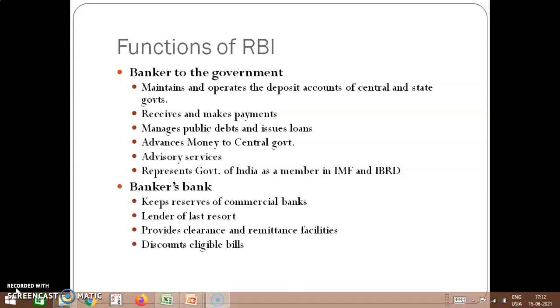Then also it provides clearance and remittance facilities to commercial banks at centers where it has offices and branches. Then if the commercial banks wish to discount any bill of exchange, then the RBI also facilitates the same. They will discount or rediscount the eligible bills of the commercial banks so that they can avail funds through the source.